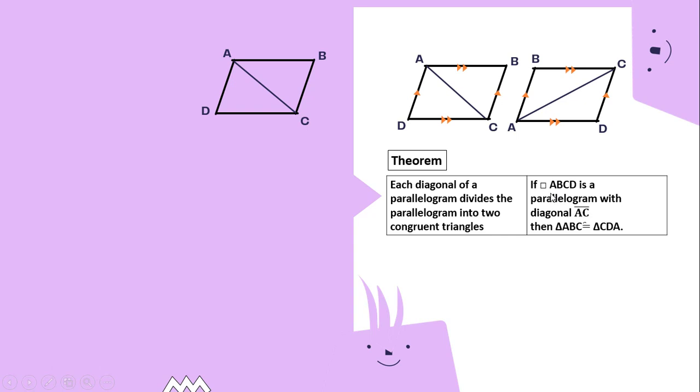Okay? As you can see, if quadrilateral ABCD is a parallelogram with diagonal AC, line segment AC, then triangle ABC is congruent, or same, or magkaparehas sa triangle CDA. Okay? As well as in this figure, ganun din siya. We can say that if we divide the diagonal of a parallelogram, it will form two congruent triangles.